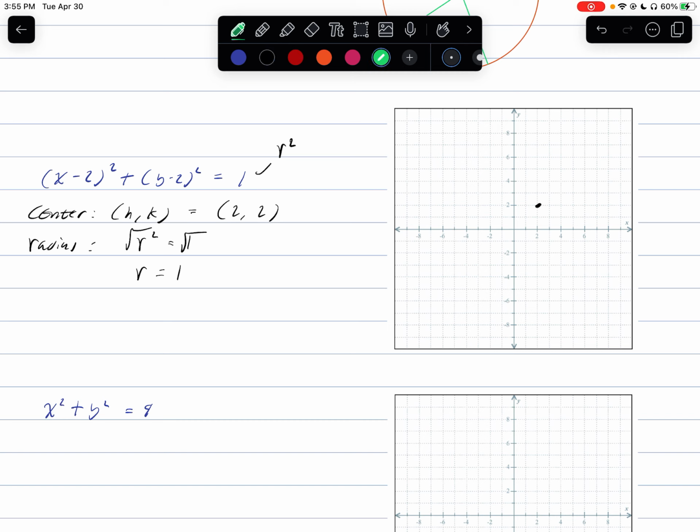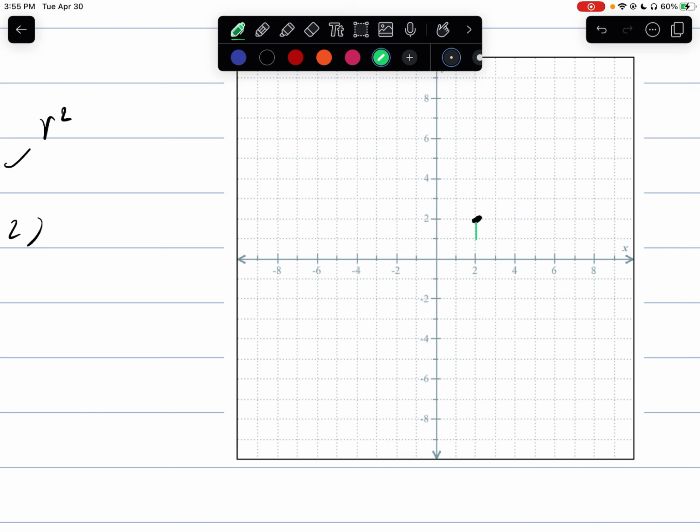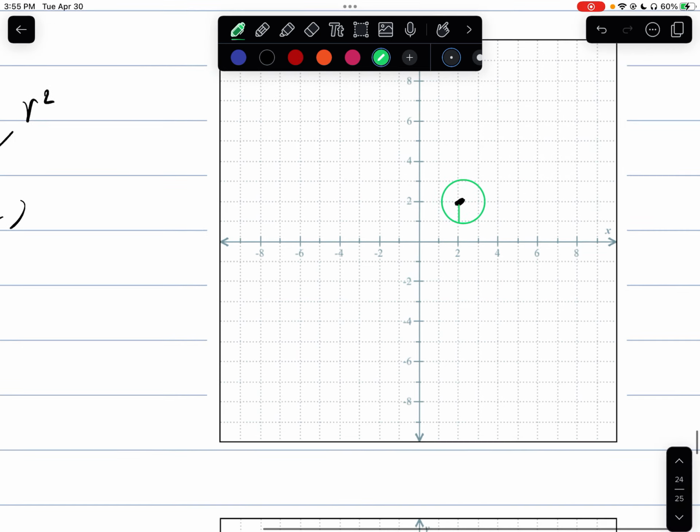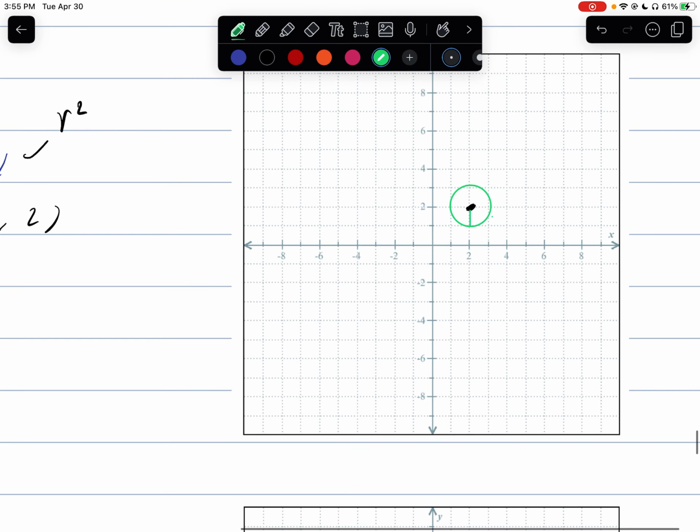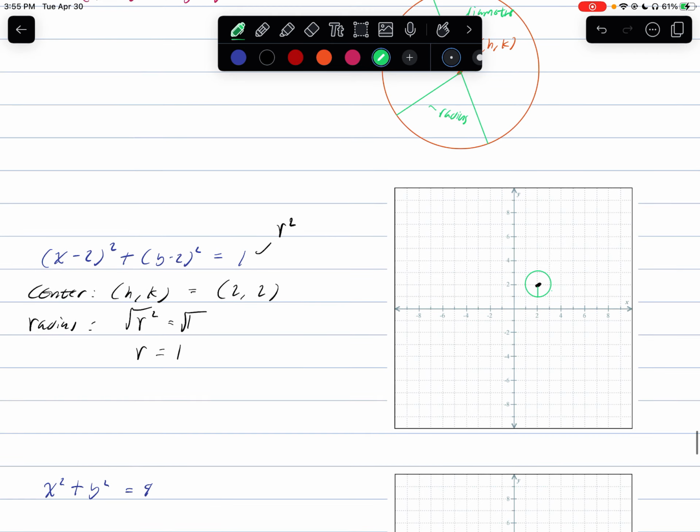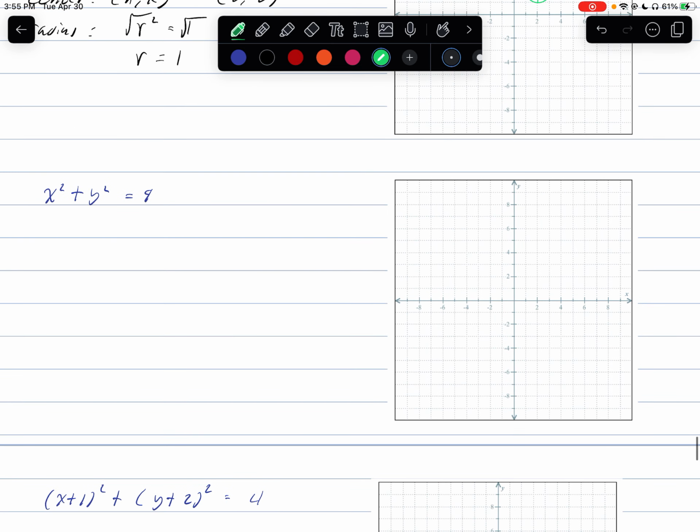What's really nice is that if you know the radius, you can draw the whole circle. All you have to do is go a distance of 1 away from that point, and then draw a circle connecting them. Let's see if we can do that here, if we can align it properly. There you go, that would be our circle. It has a radius of 1, so if we go from the center to any point on the circle, it is a distance of 1. Our circle is going to look a little bit like that.